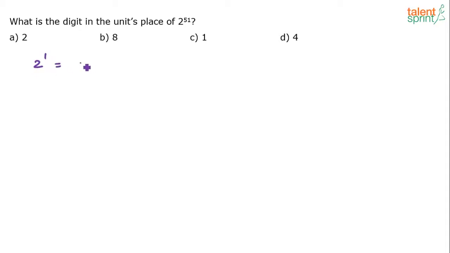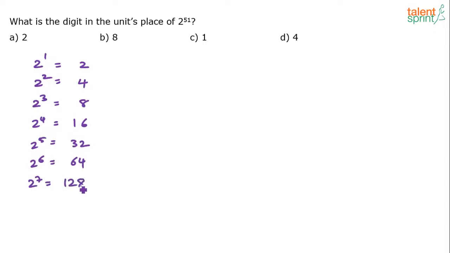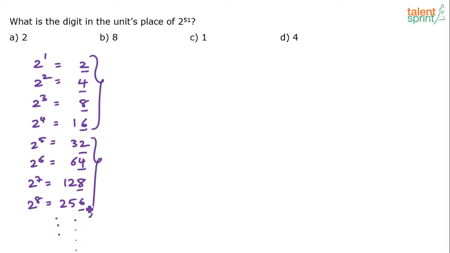See, cyclicity of 2. 2 power 1 is equal to 2. 2 squared is equal to 4. 2 cube is equal to 8. 2 power 4 is equal to 16. 2 power 5 equals 32. 2 power 6 equals 64. 2 power 7 equals 128. 2 power 8 equals 256, and so on. So going by the concept of cyclicity, you know that if you see unit places 2, 4, 8, 6, again 2, 4, 8, 6, and it will repeat itself. So I can say that after every 4 powers, the unit place repeats. So the cycle at which the unit places are repeating here is 4.